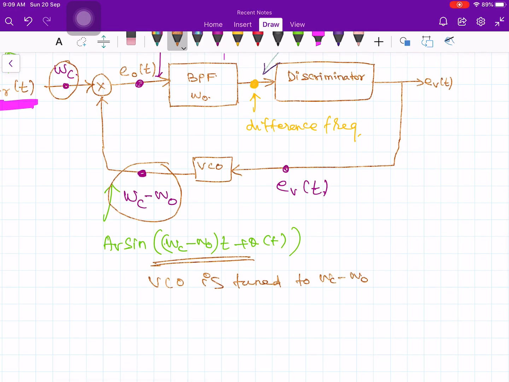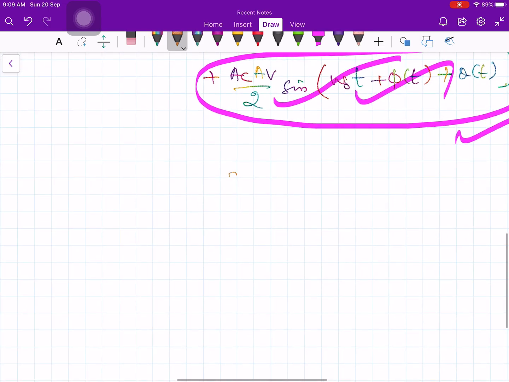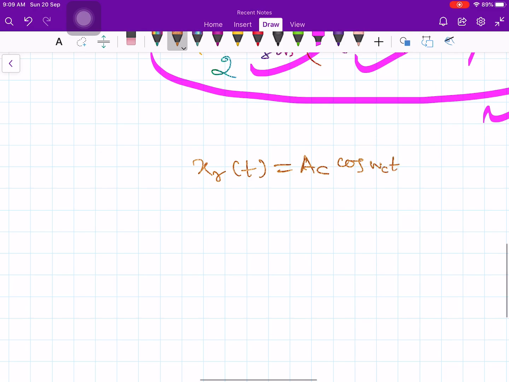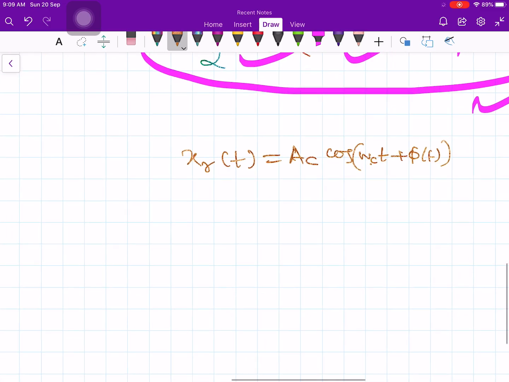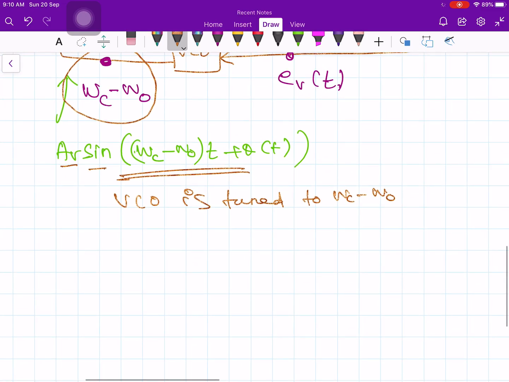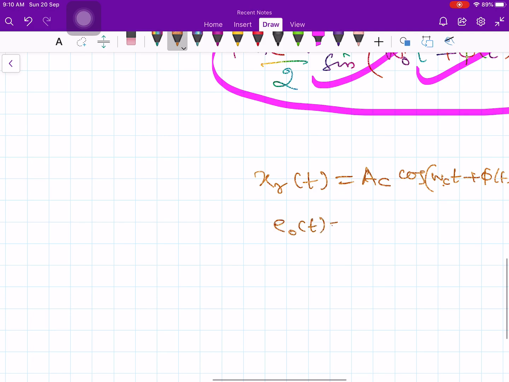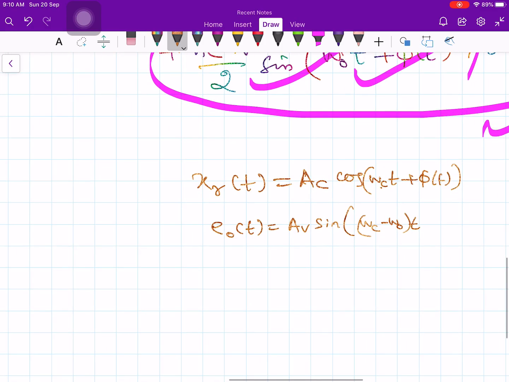Now how does this help us? To start the analysis of this, let us write down the mathematical equation and try to understand how it works, what it is able to do for us. Now consider the received signal x_r of t equal to A_c times cos(omega_c t plus phi of t), where phi of t denotes your modulation. Now what is the output of your voltage controlled oscillator? I wrote here A_v times sine of (omega_c minus omega naught) t plus theta of t. So e_0 of t is equal to A_v times sine of ((omega_c minus omega naught) multiplied by t plus theta of t).